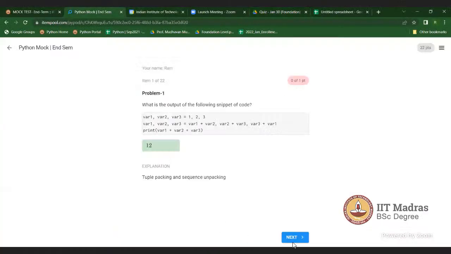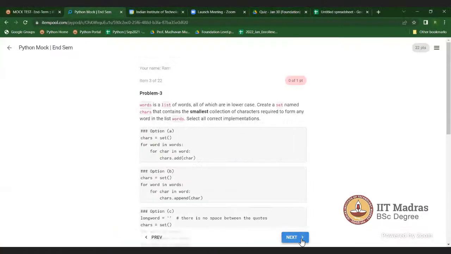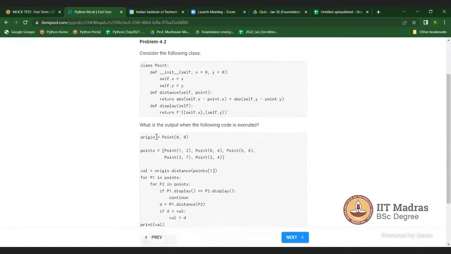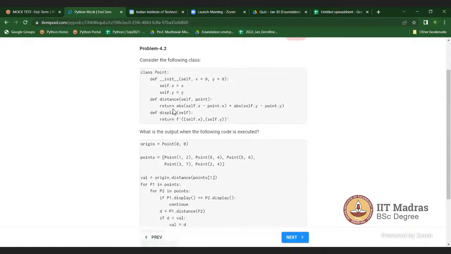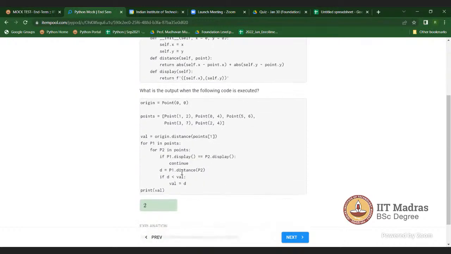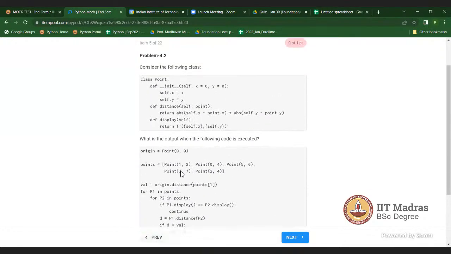Item pool 4.2. Okay, this one? It's looking for the shortest distance, right? Can you repeat? It's looking for the shortest distance, right? Yeah. Okay, let me look at it.